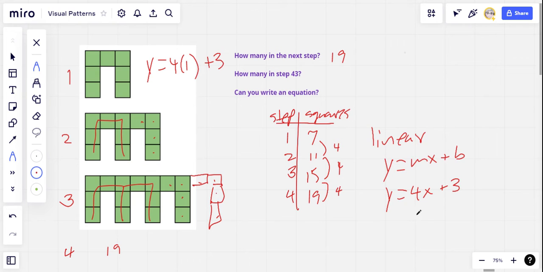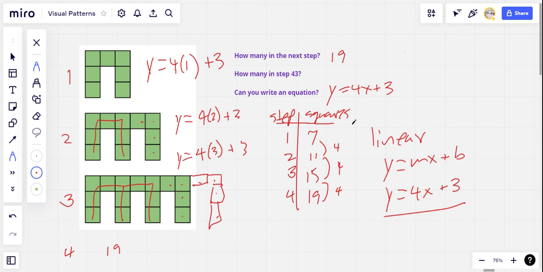Now let's just take this and double check. Let's see if it works for step 2 and 3. To get step 2, I would plug in 2 for x, 2 for the step number. So y equals 4 times 2 plus 3. 4 times 2 is 8 plus 3 is 11. Yeah, that's how many there are in step 2. How about step 3? y equals 4 times 3 plus 3, and 4 times 3 is 12 plus 3 is 15. That is how many there are in step 3. So I think we can be pretty confident of this equation. So we'll write it down here. So y equals 4x plus 3.